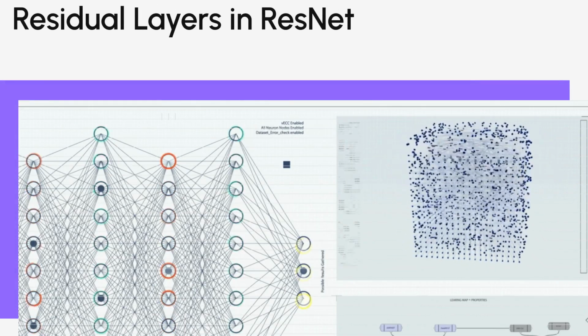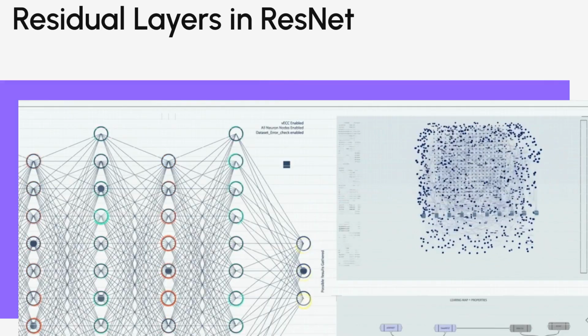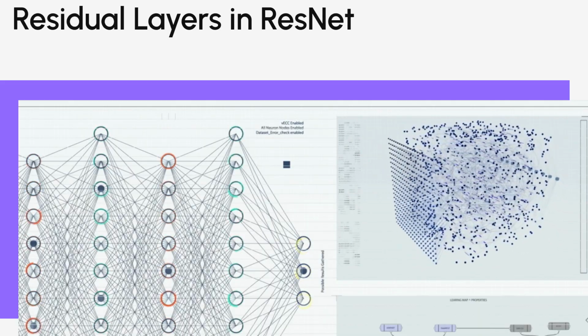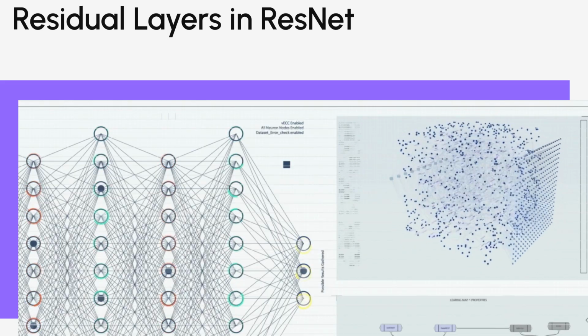Residual layers add input to output for shortcut paths, used in ResNet architecture for image classification. They combat vanishing gradients in deep networks. Residual layers enhance model depth without degradation. They are vital for building advanced neural networks.